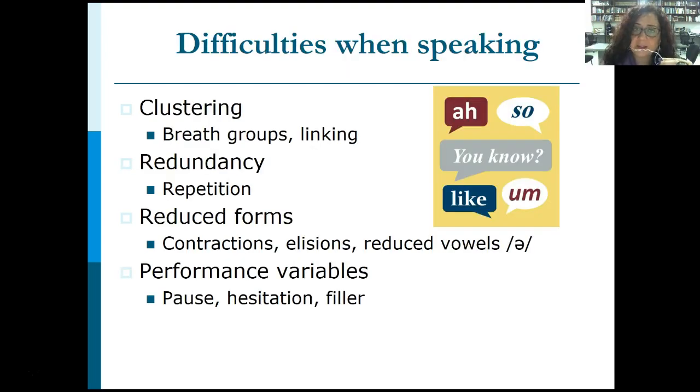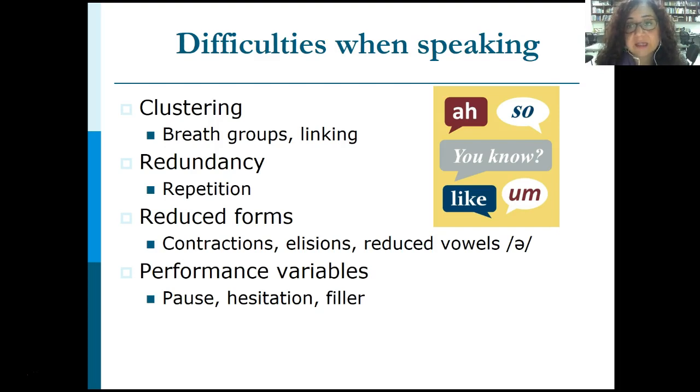Let's think about the difficulties when speaking. Speaking is a very difficult task for some people because there are certain aspects like clustering, redundancy, reduced forms, and performance variables. So let's take a look at clustering, for example. Some students have a hard time understanding what they listen to or producing breath groups or linking.